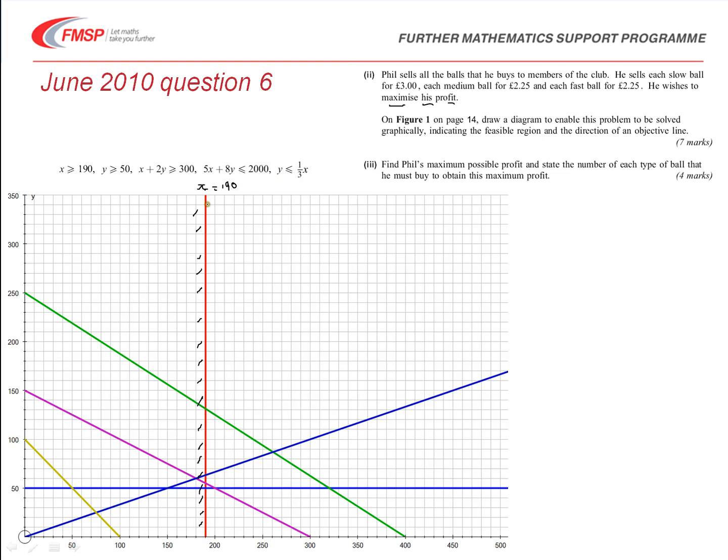Similarly, we had the fact that y was greater than or equal to 50, so here is the line y equals 50 going across, and so we're shading out below that line. So this is the piece that will be below here.